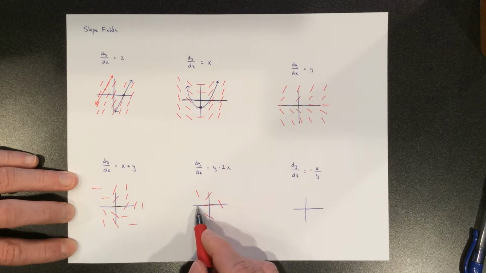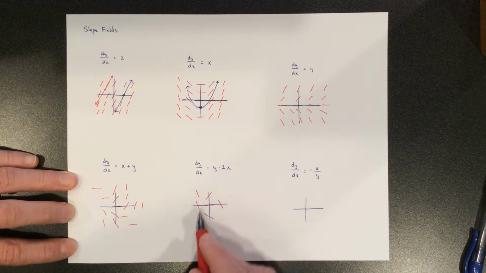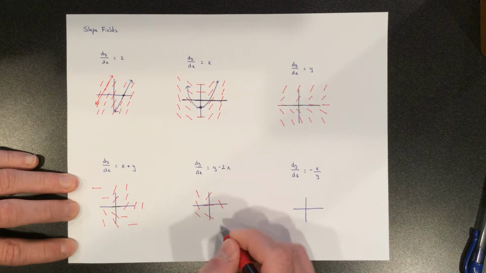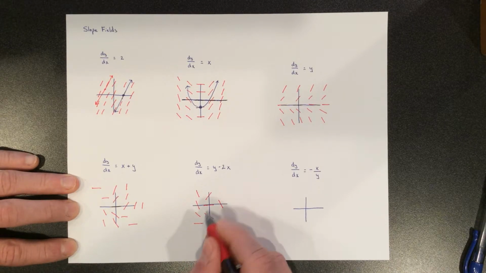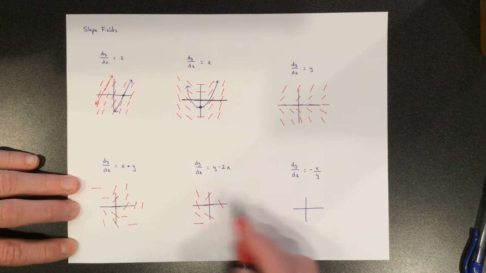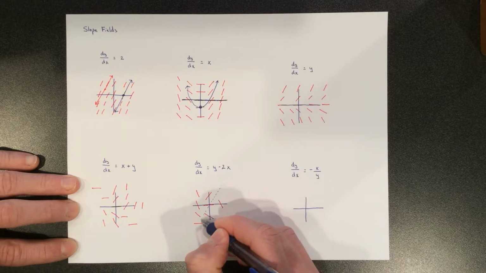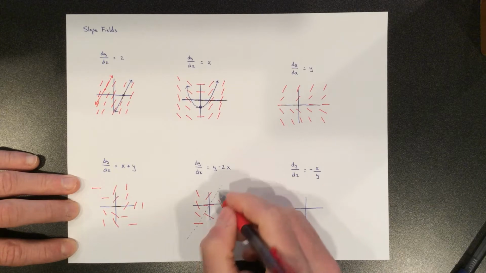What about here? This is an x value of negative 1 and a y value of 0, so it's a slope of 2. Here, this is an x value of negative 1 and a y value of negative 1, so it's a negative 1. And then down here, you get 0. Okay, you can kind of see what this forms. Well, when y equals 2x, the line y equals 2x, this line right here, everything on there will have a slope of 0.